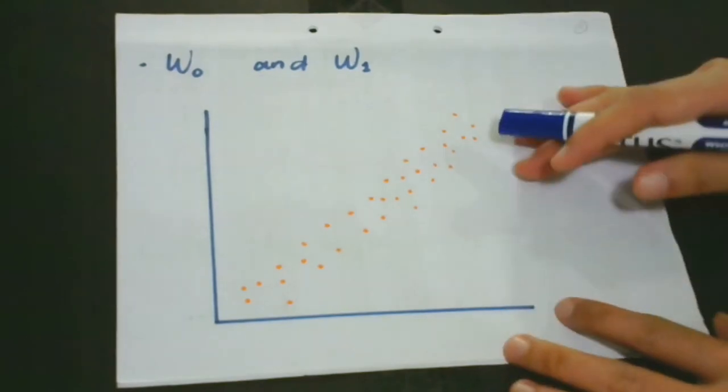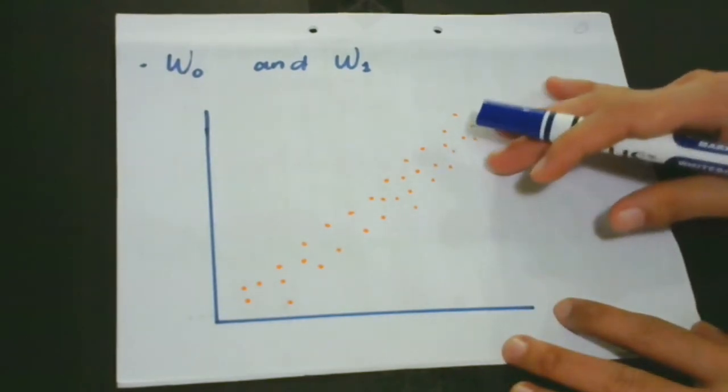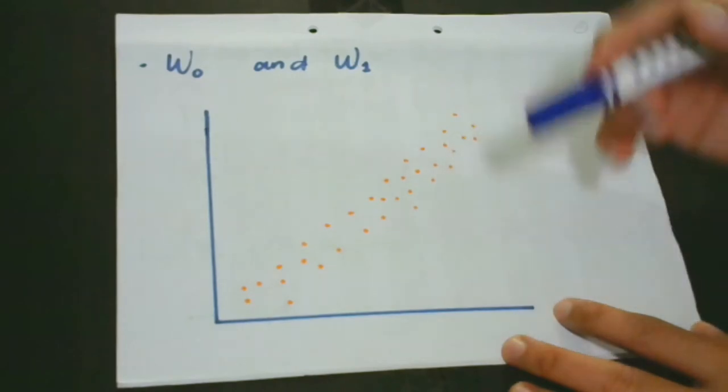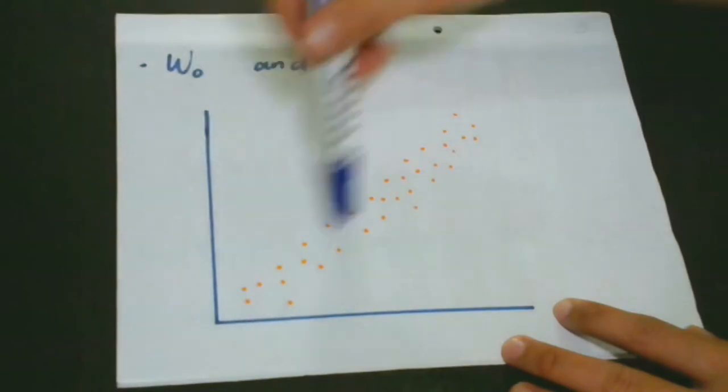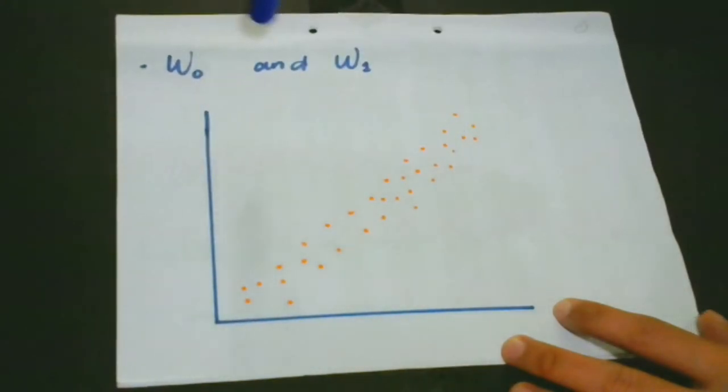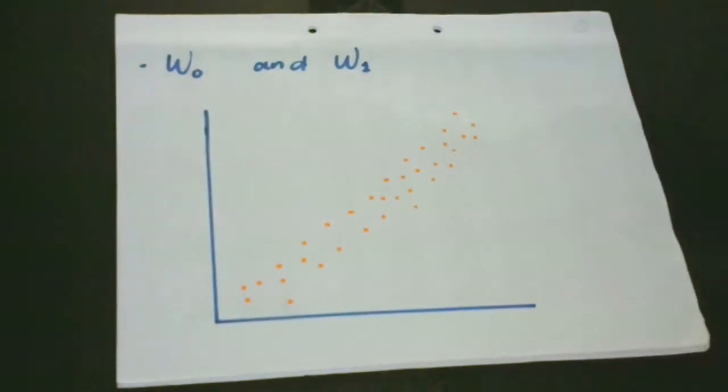For a better understanding of this lesson, I suggest that you watch lesson number 17. The link is given in the description below, so you would be able to follow through what this means and what W0 and W1 mean, okay?